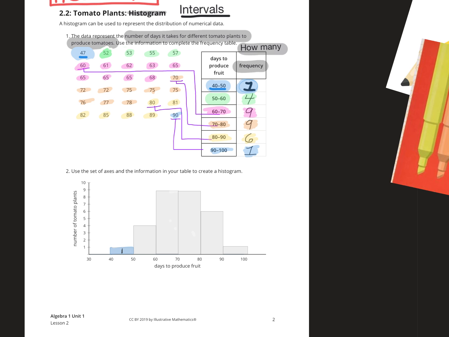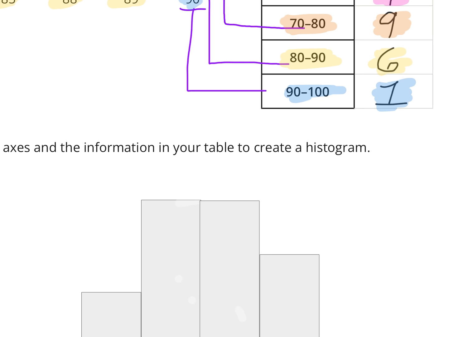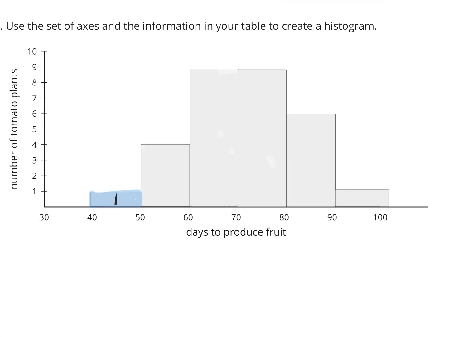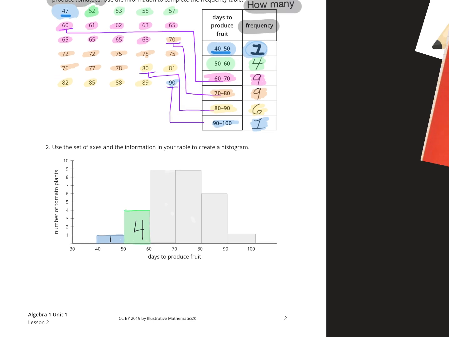I know you probably have a good idea where we're going next. So my second interval between 50 and 60 had 4 pieces of data in it. So if I look down at my histogram, the bar that is between 50 and 60, because it had 4 pieces of data in it, this bar is 4 high. See how it lines up with the 4? And again, that's because our frequency was 4. There were 4 pieces of data that fell within there. And then you can see where we're going.